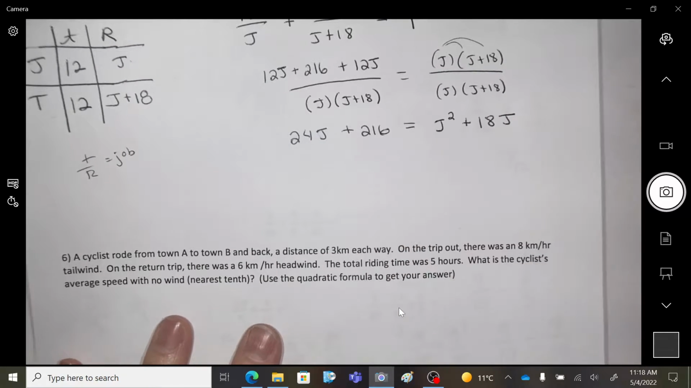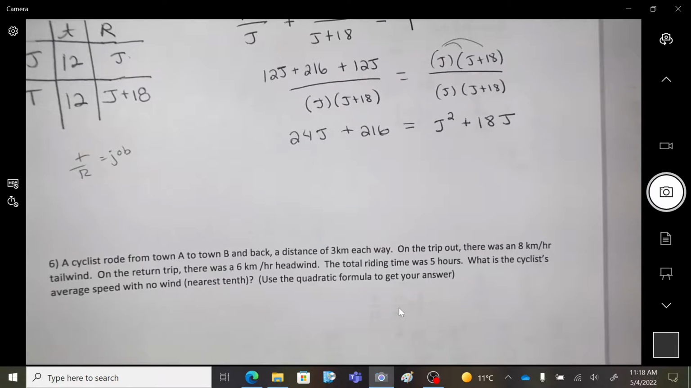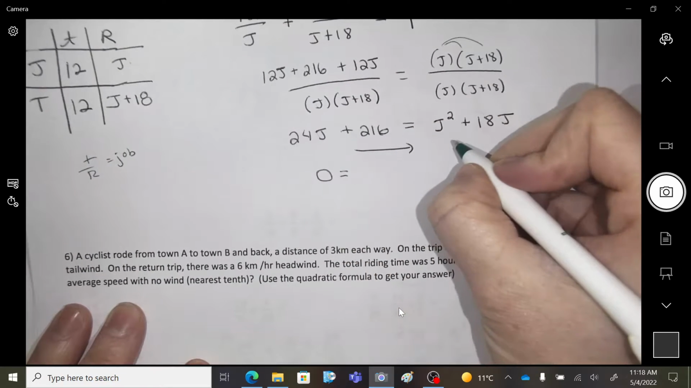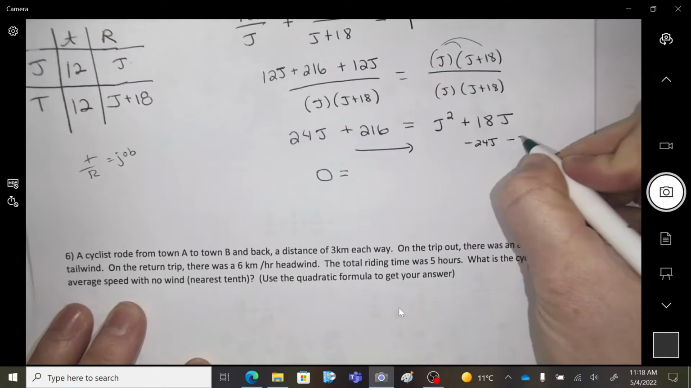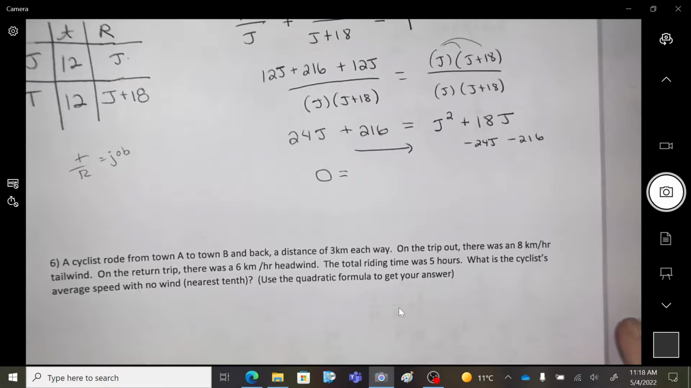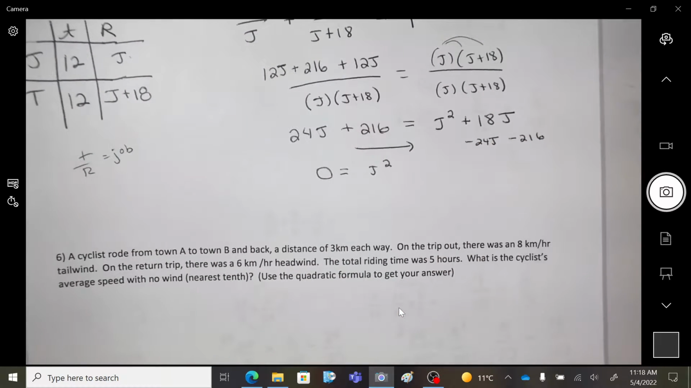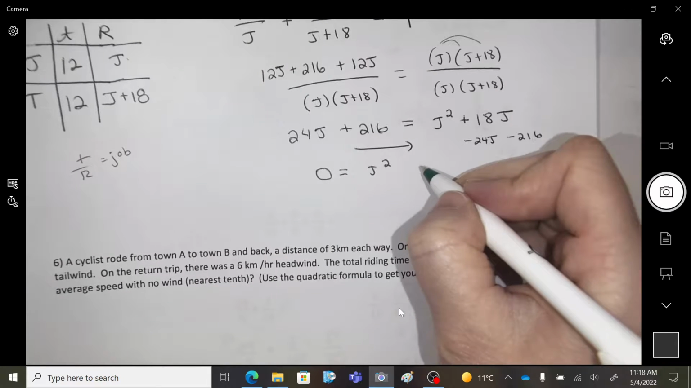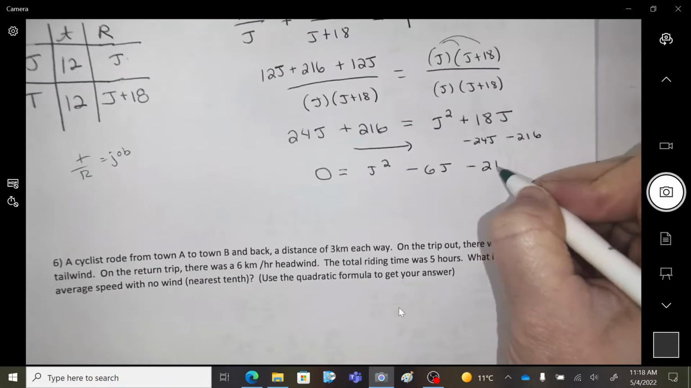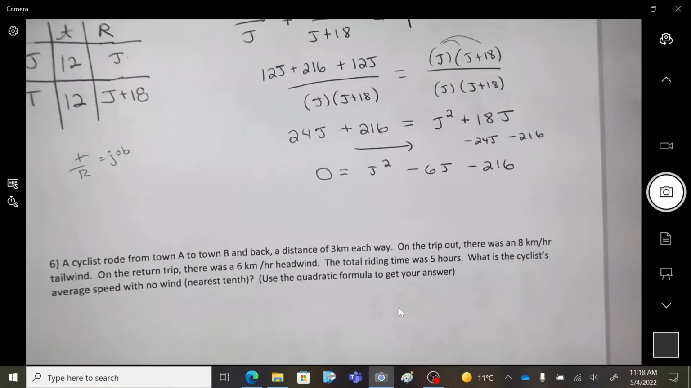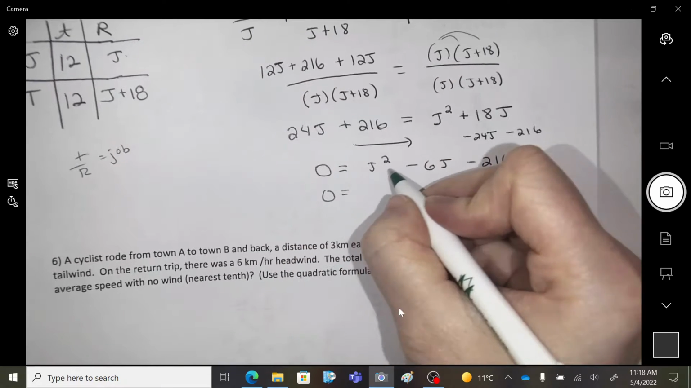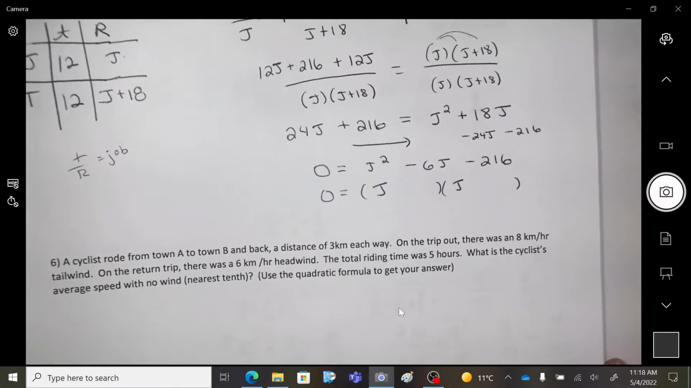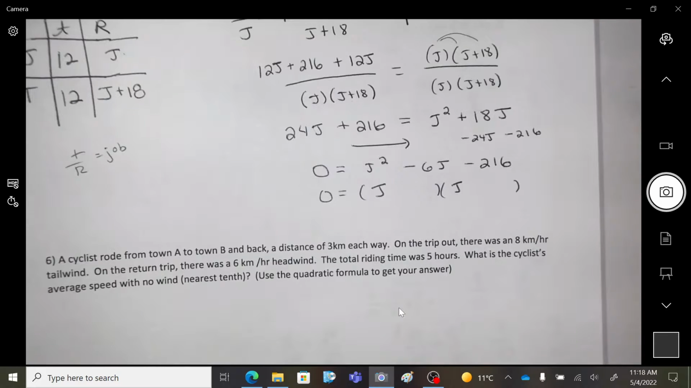So I'm going to go, you know what, j squared is the boss, because I like the squareds positive. So everything I'm going to go that way. So 0. So I'm going to be subtracting a 24j and subtracting a 216, right? So j squared, 18j subtract 24j is negative 6j. And simple trinomial. So j times j. And I'm going to think of two numbers that multiply to 216 and make a 6.